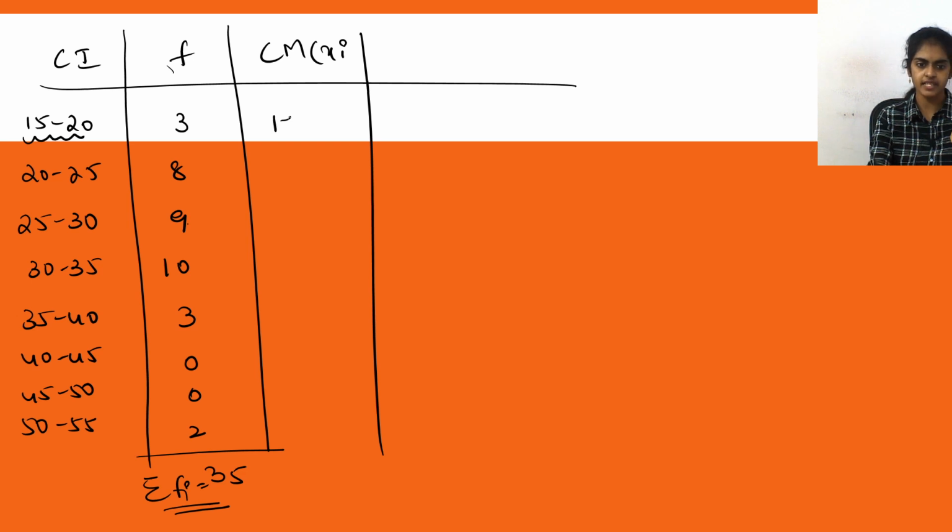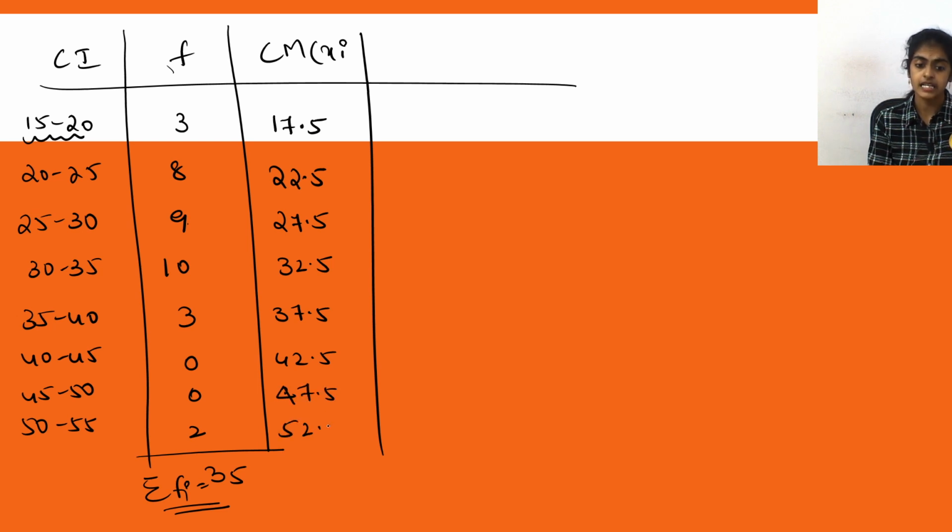You will have 17.5. I told you the trick to find the next class mark. What will you do? You will just add the class length. So 17.5 plus 5, the class length is 5, you will get 22.5. One more 5 you add, you will get 27.5. Again add 5, and you get the next class mark. You don't have to always take the average, just add 5. Five is nothing but the class length or the class size.